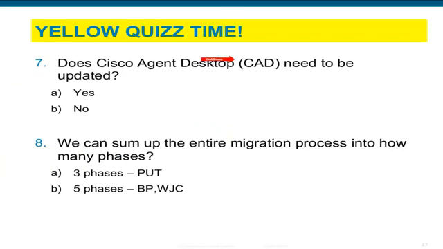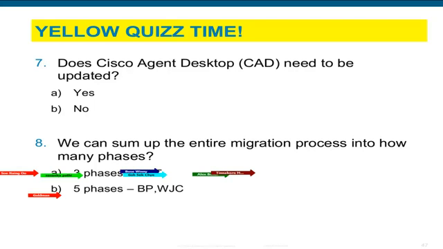CAT is phase 5. Do you need to sync the CAT version with the CCX server version? Of course. The correct answer is A. Excellent, gentlemen. And the final question, question number 8. How many phases for you to sum up the entire migration process? Is it 5 phases or 3 phases? A is 3 phases. B is 5 phases.